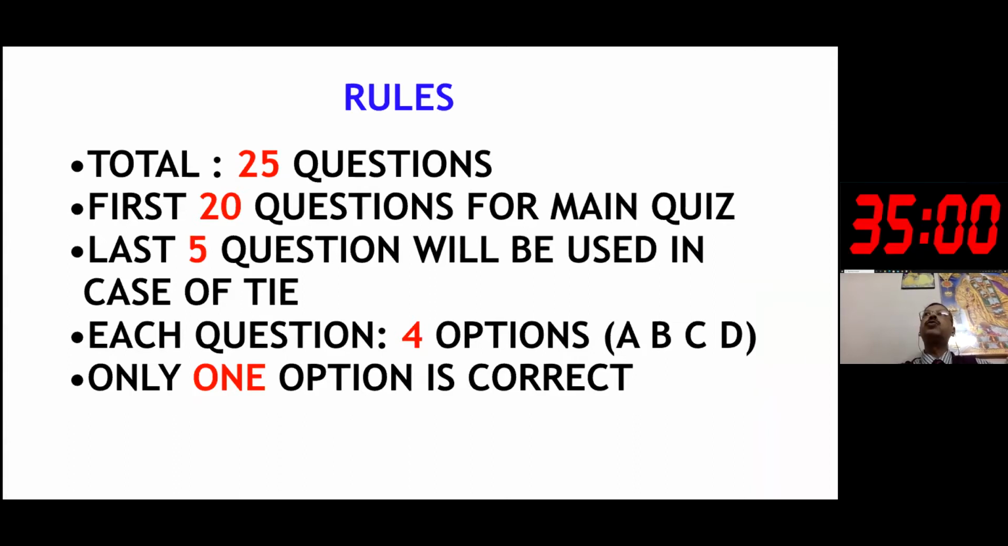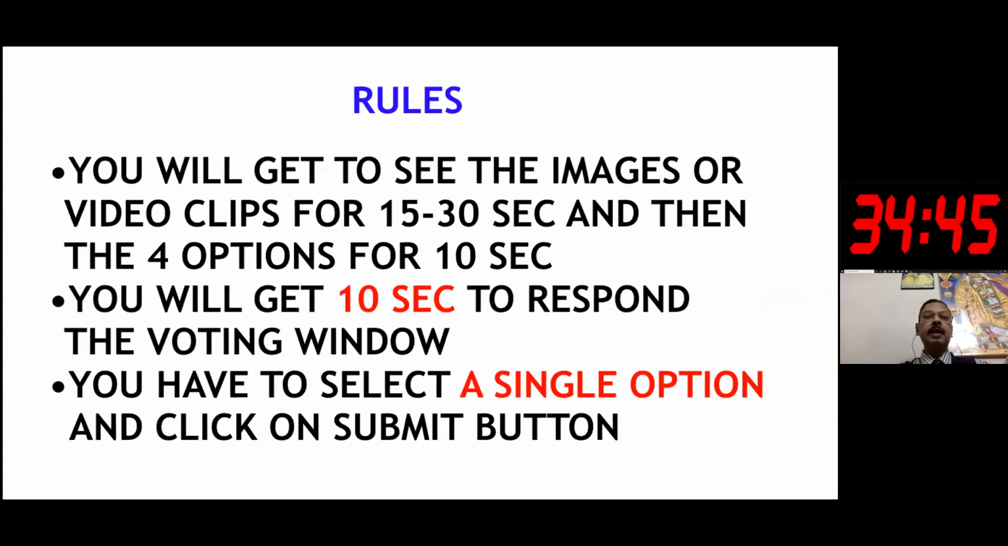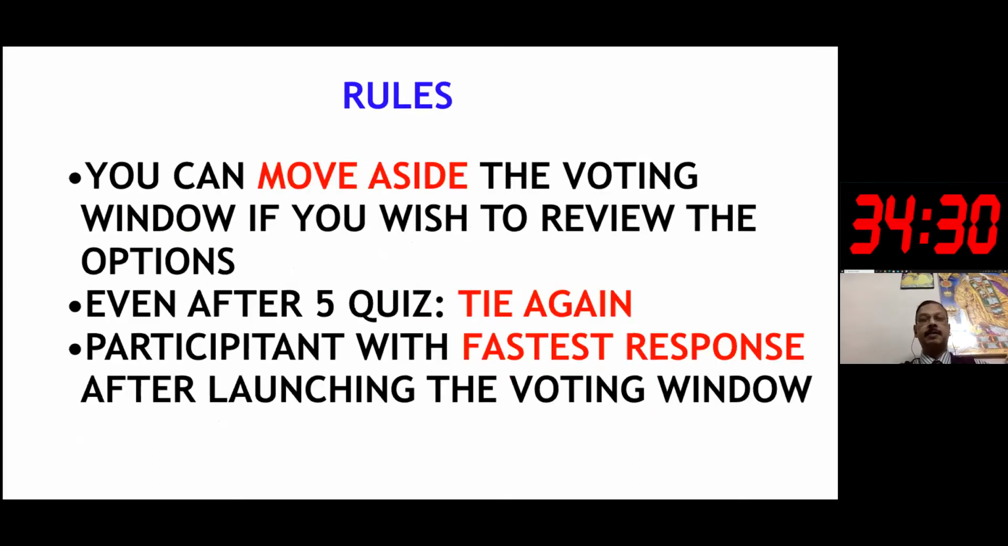I'll again repeat it for those who came late. There are a total of 25 questions. The first 20 questions are for the main quiz and the last 5 questions will be used in case of a tie. Each question has 4 options, A, B, C, D. Only one option is correct. You'll get to see the images or video clip for 15 to 30 seconds and then the 4 options for 10 seconds. You'll get 10 seconds to respond in the voting window, and you have to select a single option and click on the submit button.